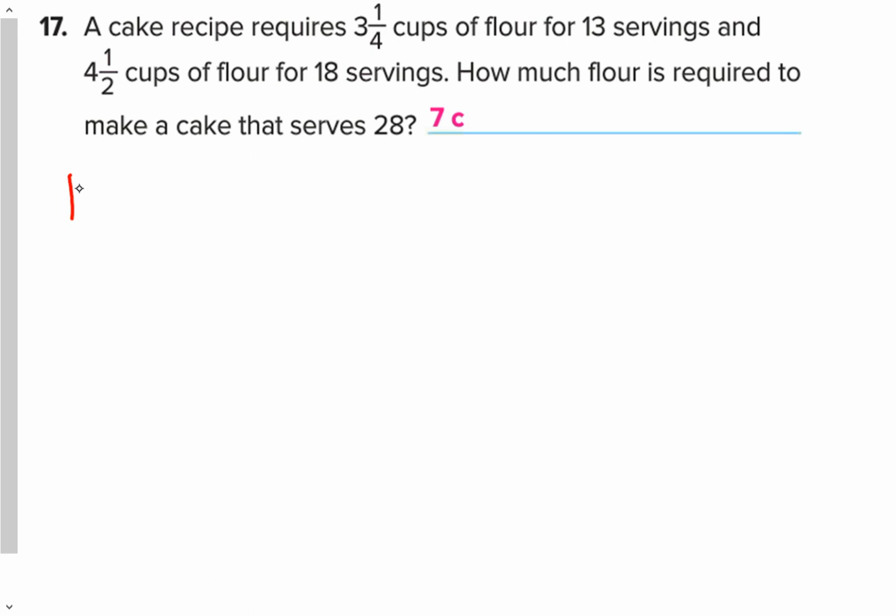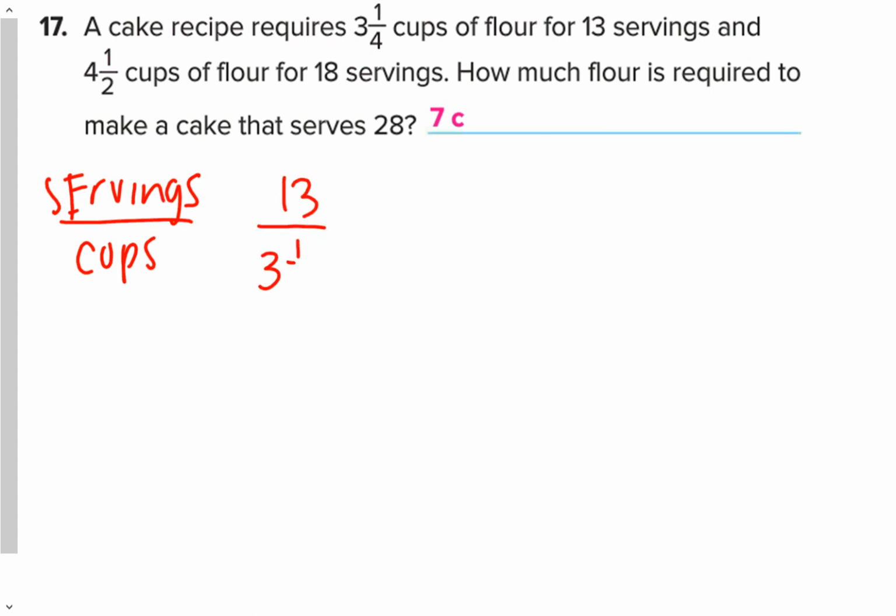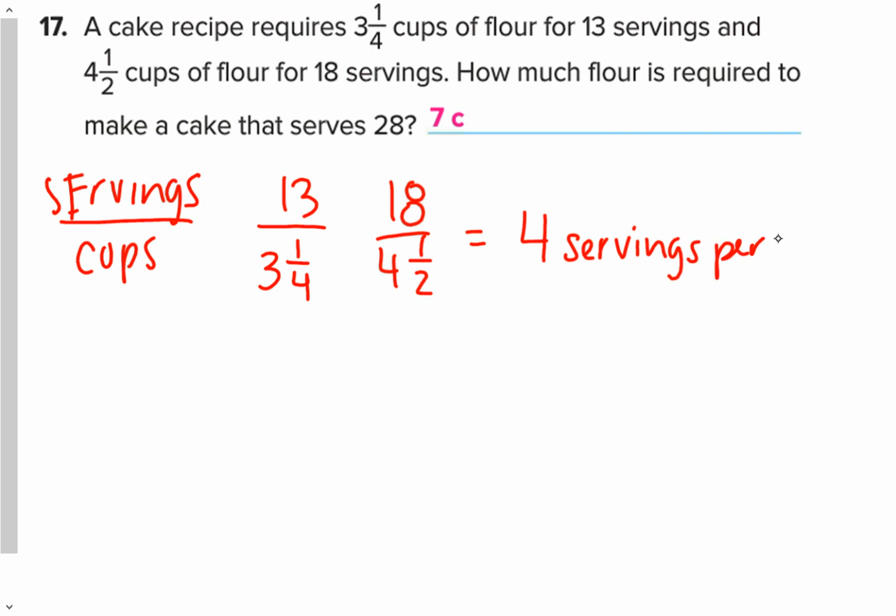So we can set up our servings over our cups. Okay, so we've got 13 over 3/4. We've got 18 and 4.5. So whenever you divided these out, that actually was 4 servings per cup. So that basically meant that we took our number of servings equaled 4 times the number of cups.